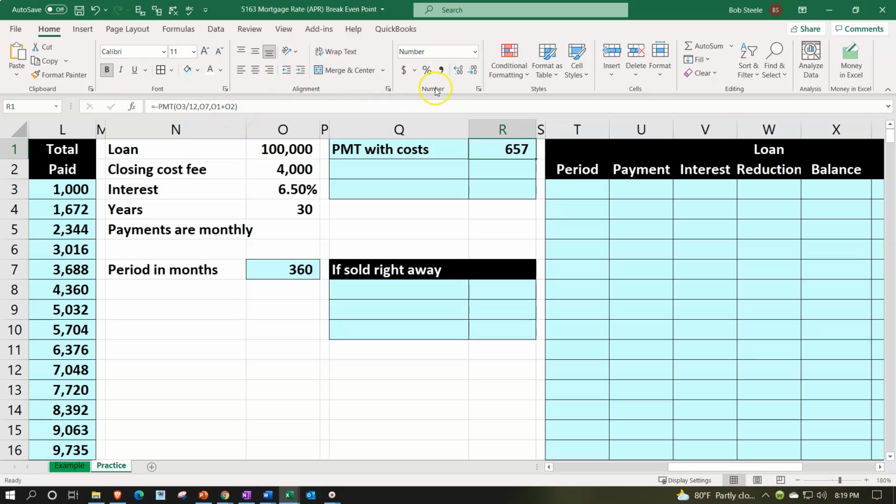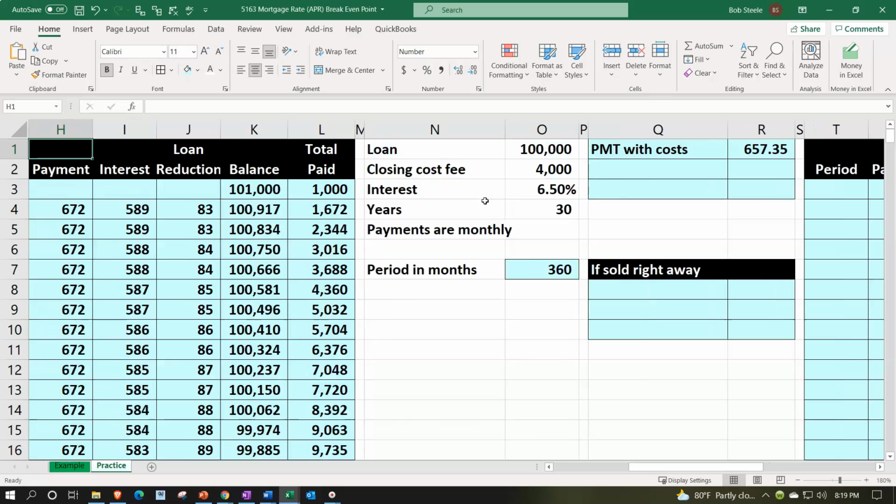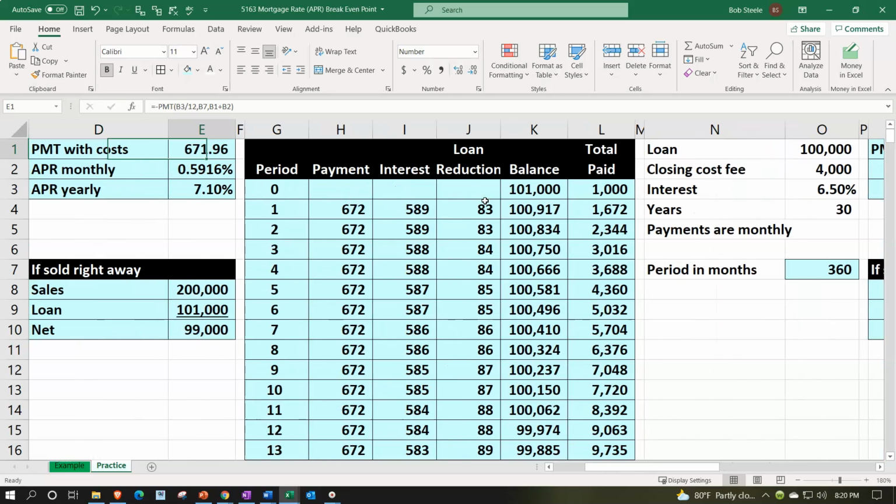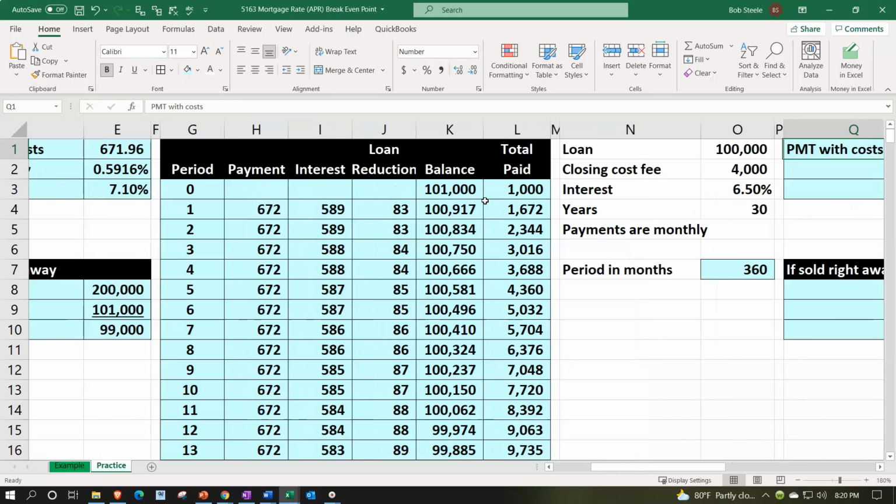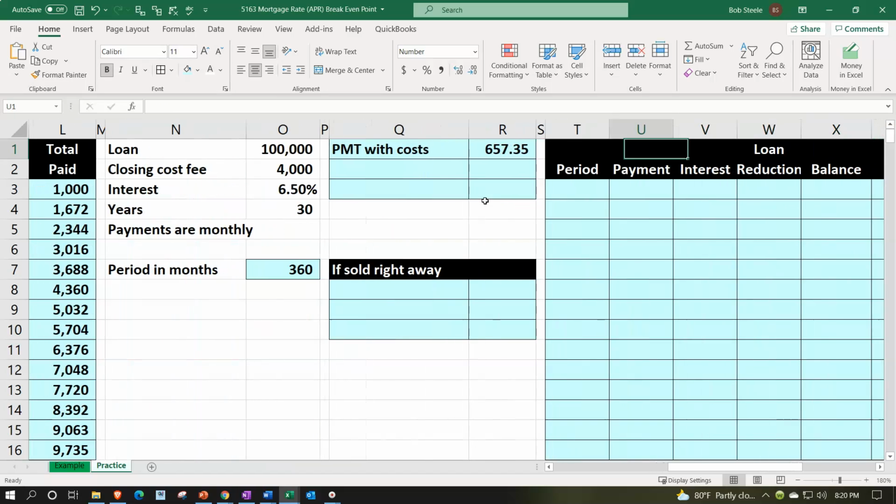So then we're going to go to the number group, add a couple decimals. So the payment is at the 657 versus before you can just see we were at the 671. So the payments are better, of course. We have a lesser amount of the payment due to the lesser interest rate, but they tacked on that 4,000 that the loan company just took right up front.